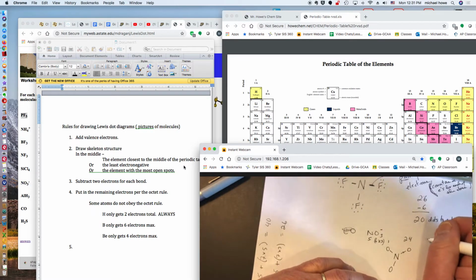All right, so I had 24. Follow my rules. Second rule, we do a skeleton structure, I did that. And then subtract 2 electrons per bond. So I'm going to take away 6. That gives me 18 dots to put in.